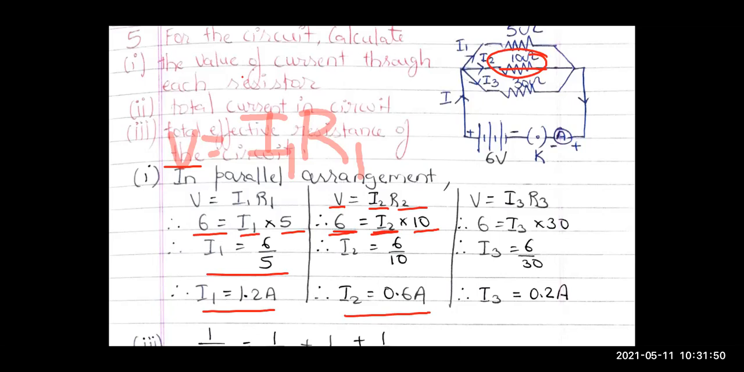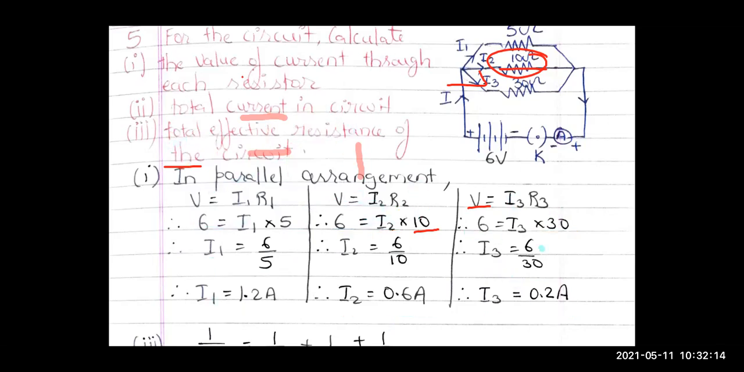Let's apply Ohm's law for the third resistor. Ohm's law is V equals IR. For the third resistor, V will be V, but current is I3 and resistance is R3. Voltage is 6 volt for each. R3 value we put as 30 ohm. So I3 is 6 by 30, that is 0.2 ampere. So these I1, I2, I3 are the values of current flowing through R1, R2 and R3 respectively.